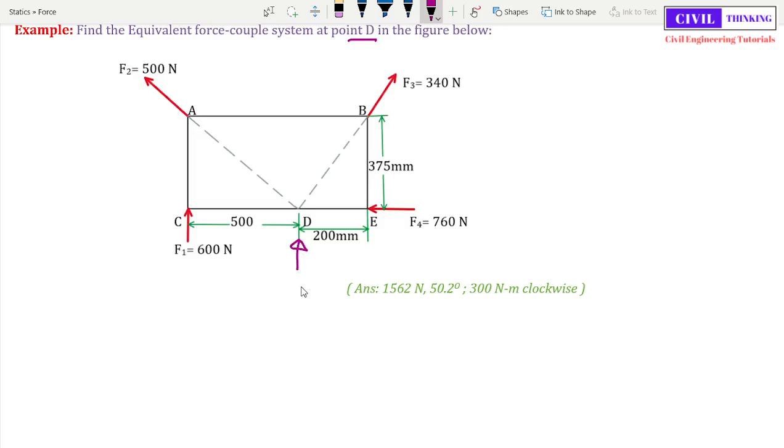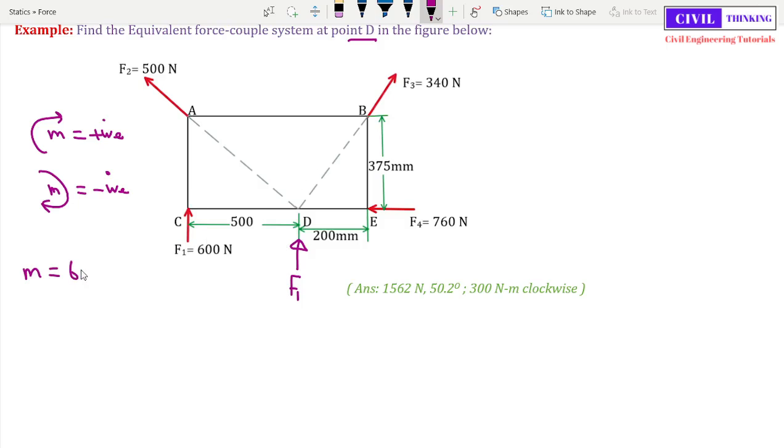This is the force F1. Okay, this is F1 force. Now what is the moment of F1 at point D? Let me calculate here. Let us assume the clockwise moments are positive, and the anti-clockwise moments are negative. So what is the moment of F1 at D? It is going to exert a clockwise moment at point D.